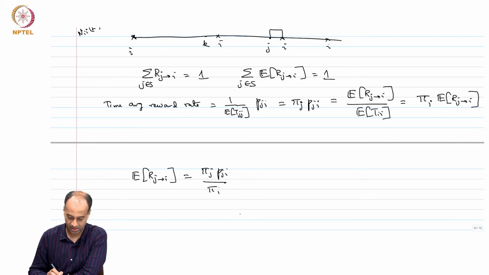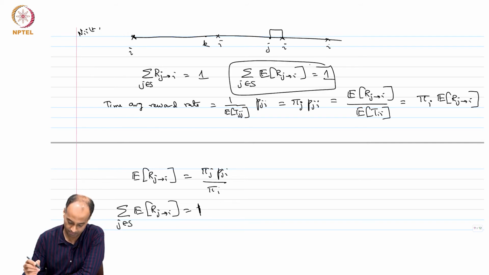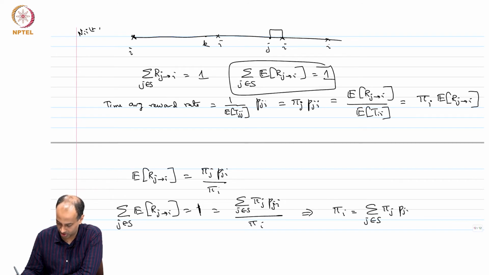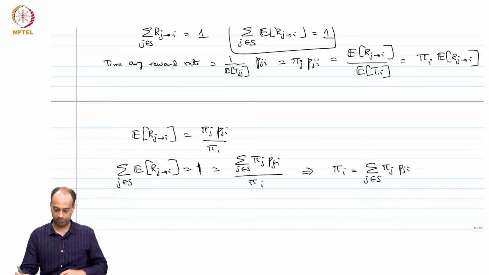But I know that if I sum this over j belongs to S, I have expected R j to i, this must be equal to 1, right. This is because of that. That must be equal to sum over j belongs to S of pi j Pji over pi i, which implies pi i is equal to sum over j belongs to S of pi j Pji. Okay. So, we have shown 4 also.